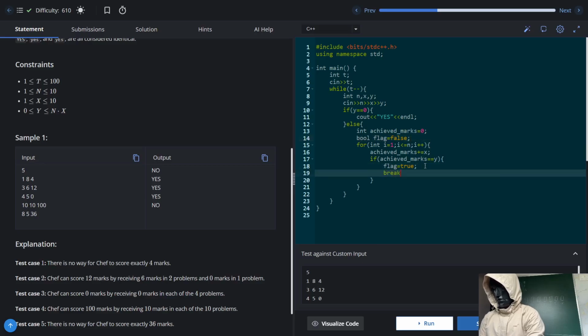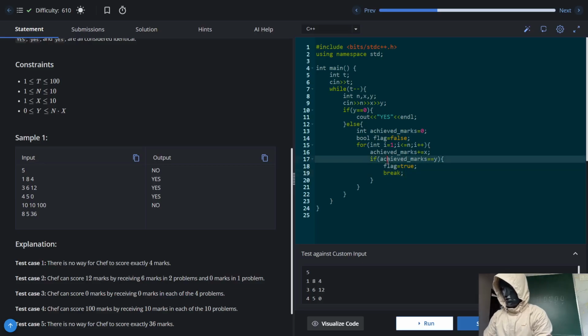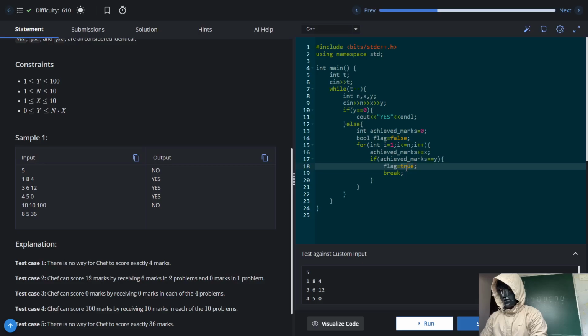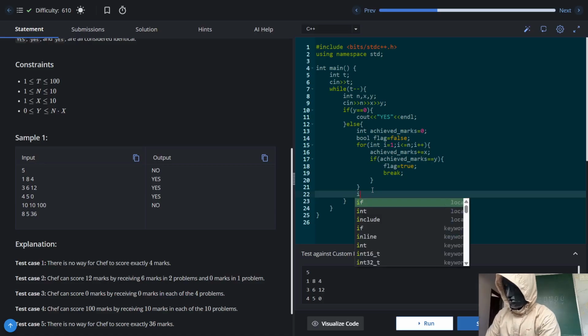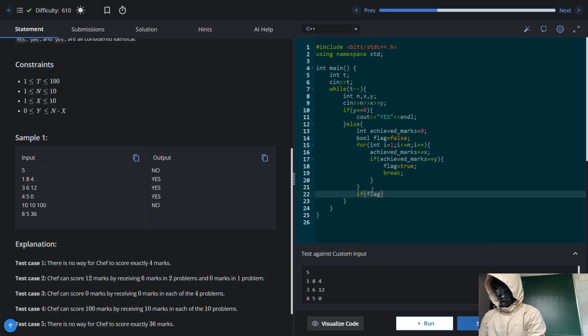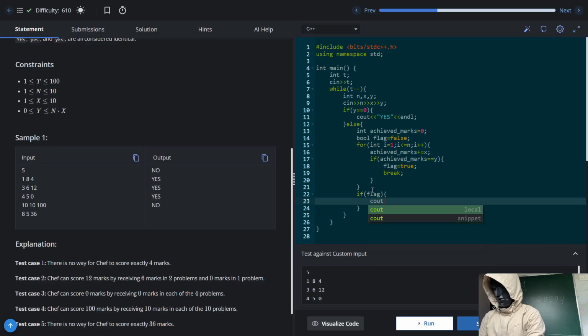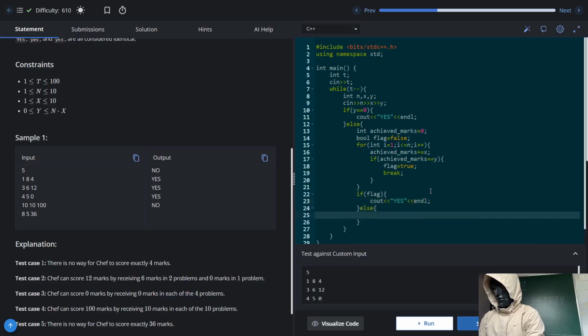Flag is set to true. So once the chef achieves the marks equal to y, in that case we set the flag to true, which means he can achieve those marks. So we'll break out of this loop, and we'll say if flag. If flag is true, in that case he actually achieved it from the above for loop, so we'll have to return yes. Else we'll have to return no.